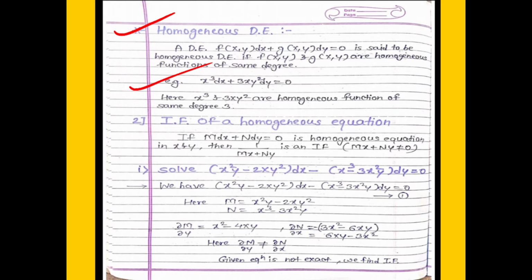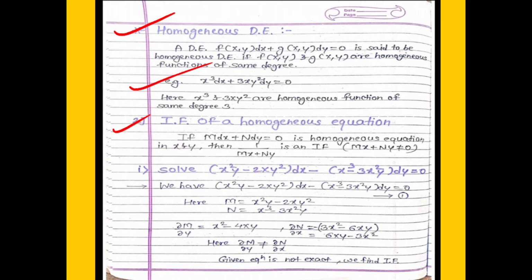So here in this example, x cube dx, here the degree of x is 3, plus 3xy square dy. The coefficient 3xy square has degree 3. How? The degree of y is 2 and the degree of x is 1, so the total will be 3. So it is an example of a homogeneous differential equation. So let us see the rule which is based on homogeneous differential equations for finding the integrating factor.